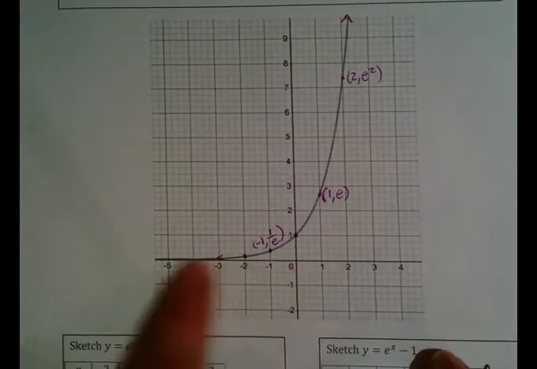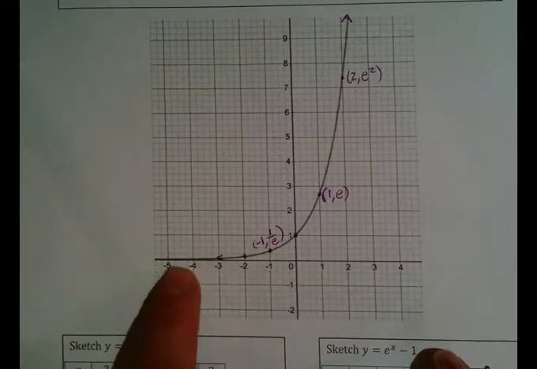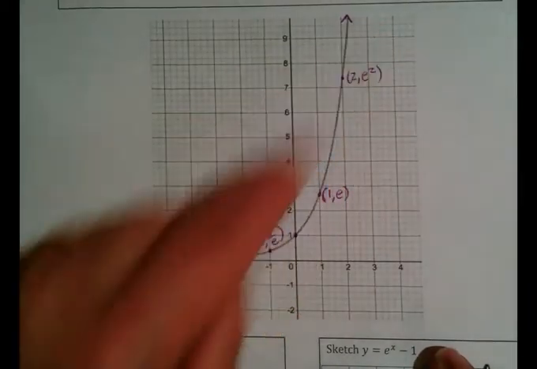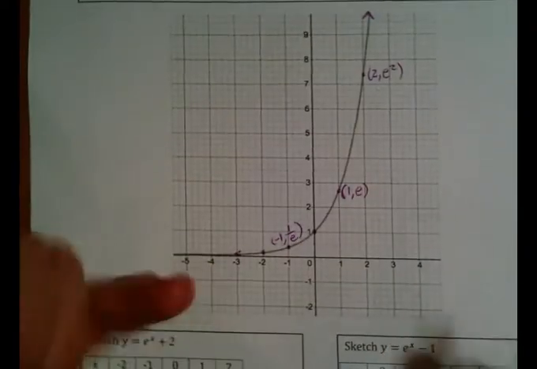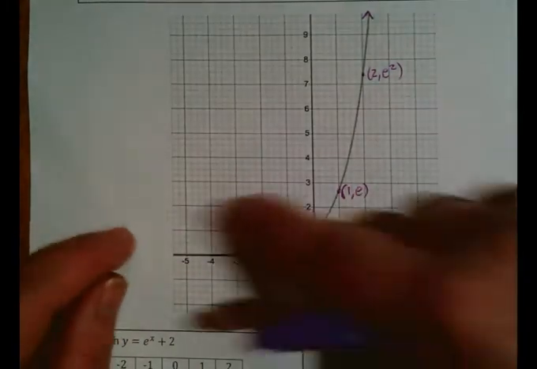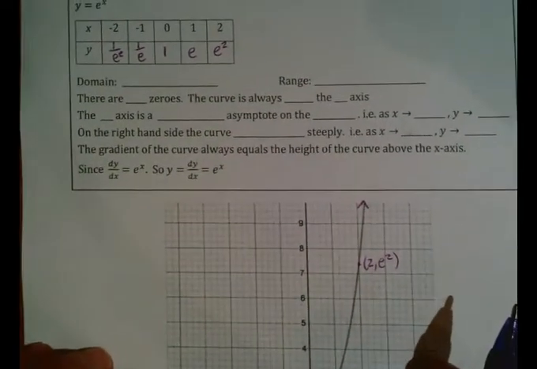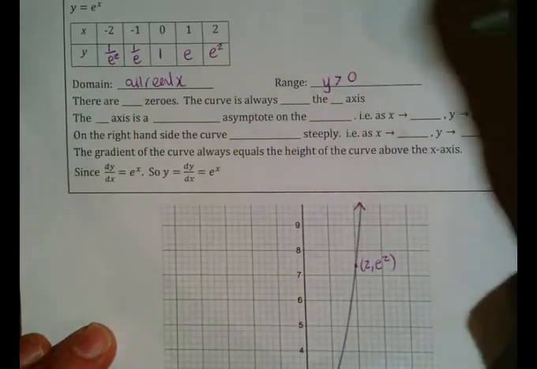Now we can see here that the negative x-axis is an asymptote. So as x approaches -infinity, you can see that y approaches 0. You can see that as x approaches positive infinity, y approaches positive infinity as well. And we can see that the domain is all real x. So if you look across, all values of x are allowed, but the range is that y is greater than 0. So you can fill in this bit up here. Okay, so we've got domain is all real x. The range is y is greater than 0.